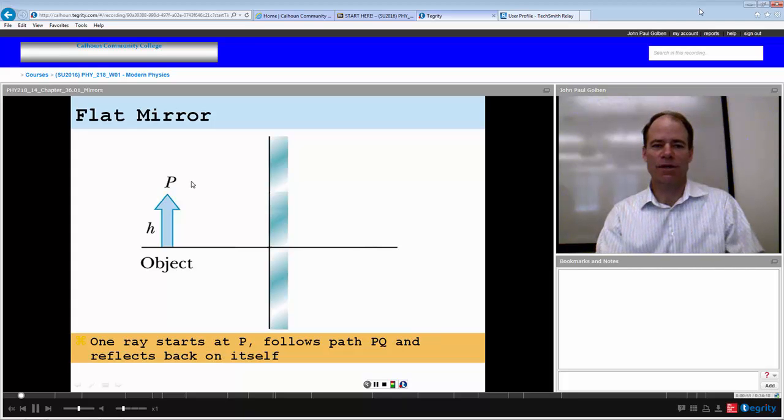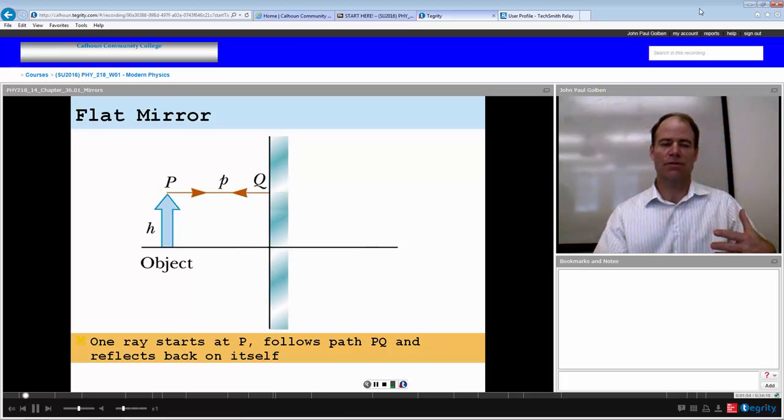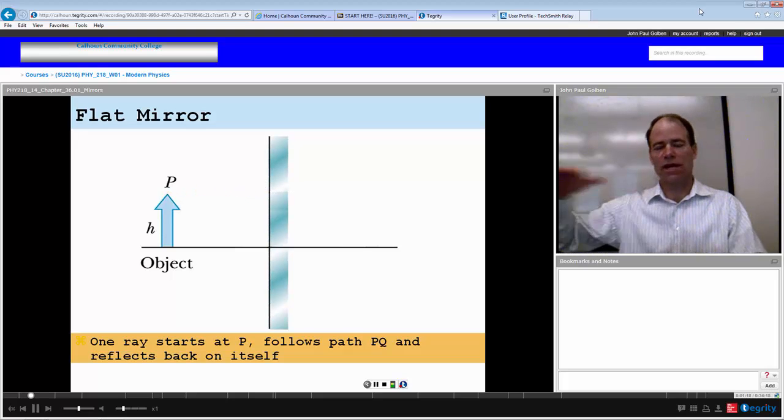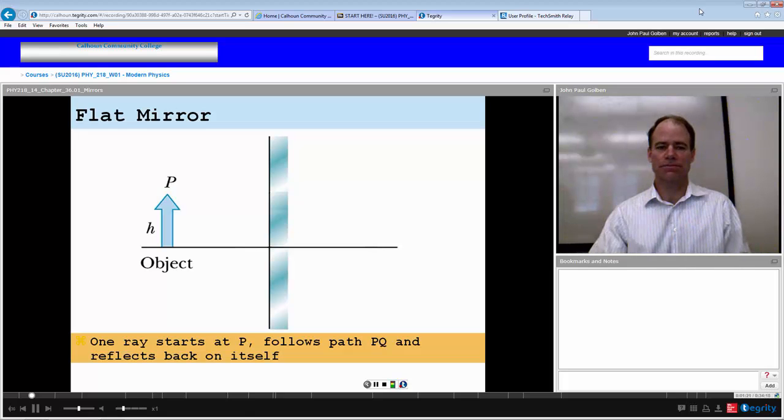Here's a flat mirror. We have an object in front of the mirror, this arrow, and we're going to look in particular at this point P. If we start at P and a ray of light approaches the mirror, it's going to bounce off the mirror and come straight back. And so that reflection off the mirror is going to appear like it comes from somewhere behind the mirror. So if we follow that reflection back, we find a point, or at least a direction, from which it appears to come from.